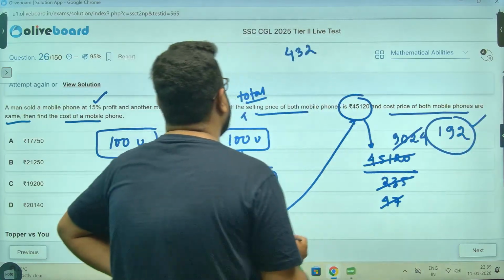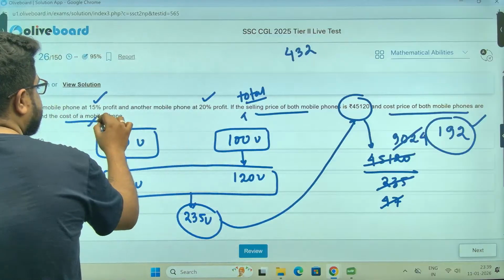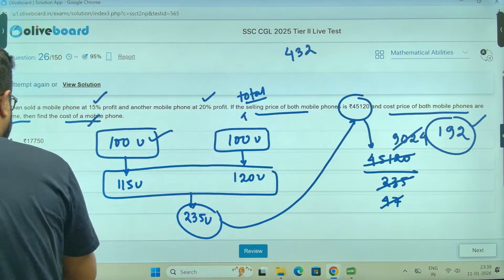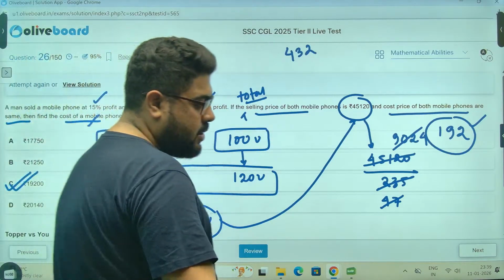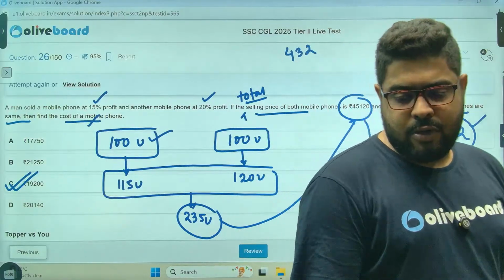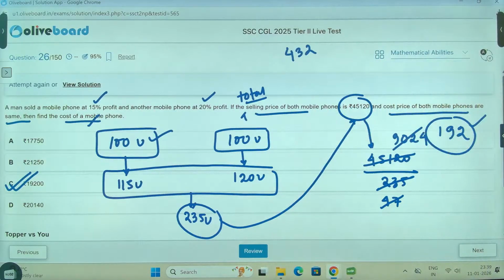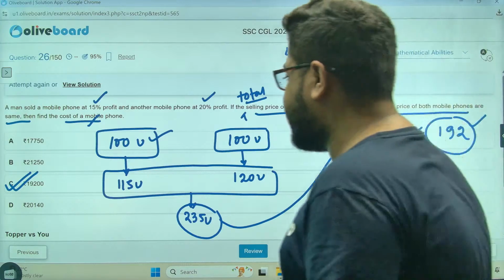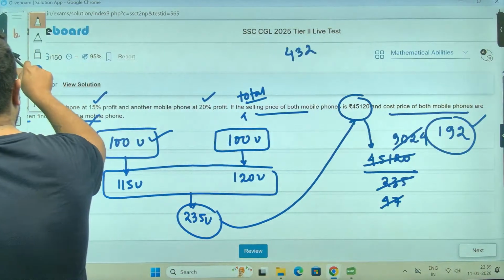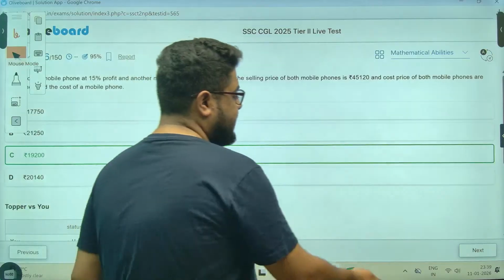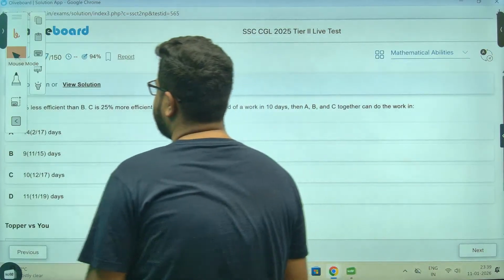1 unit is 192, so 100 units is 192,000. Sir, option C is the answer. 192,000. Option number C is your correct answer, sir. You see, not very difficult at all. Perfect. Moving on, sir.